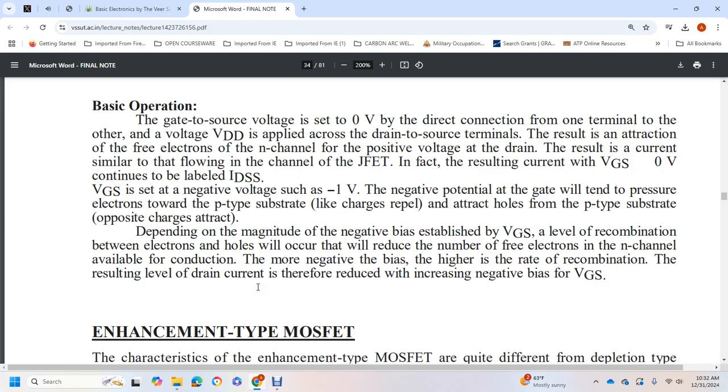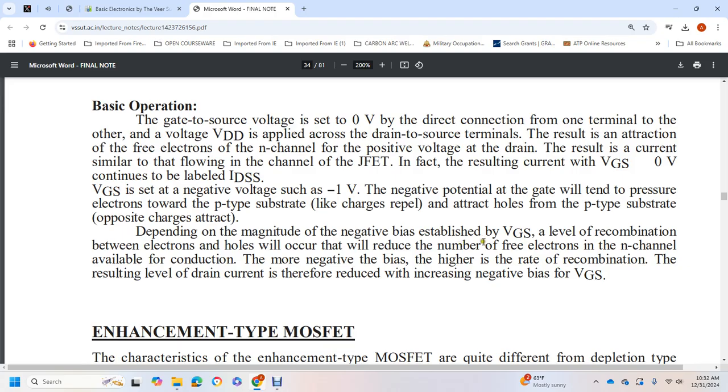The voltage gate source is a negative voltage. The negative potential at the gate will repel the electrons toward the positive type substrate, while opposite charges attract. Depending on the magnitude of the negative bias of the voltage gate source, the level of recombination between electrons will occur, with a reduced number of free electrons in the negative channel available for conduction.